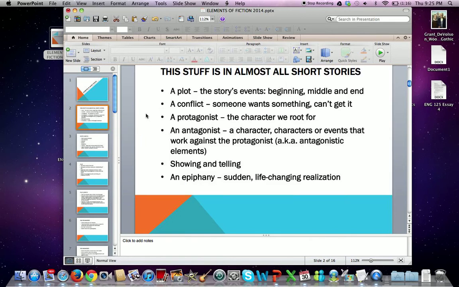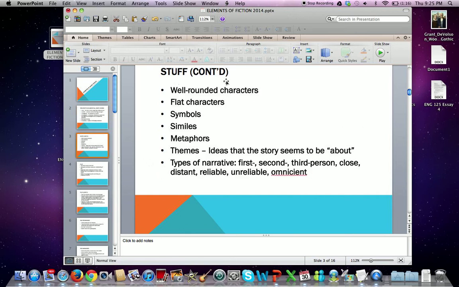Okay. So this is the stuff that is in almost all short stories, right? You have a plot, conflict, protagonist, an antagonist, the concept of showing and telling, an epiphany, well-rounded characters or flat characters, symbols, similes, metaphors, themes, and you also have the types of narrative style. If you've been to high school and you attended and you were sober, you probably heard about these things. Okay? So I'm not going to go through every one, but I'll go through a couple.